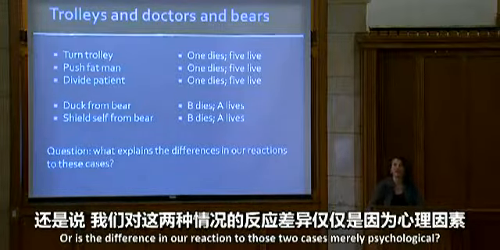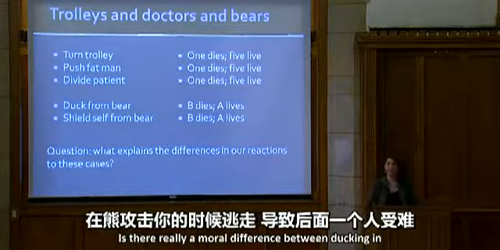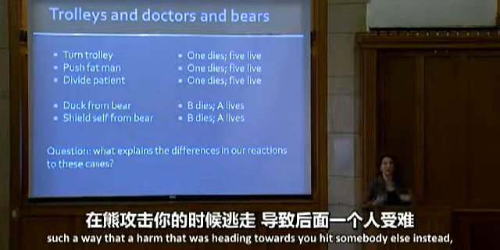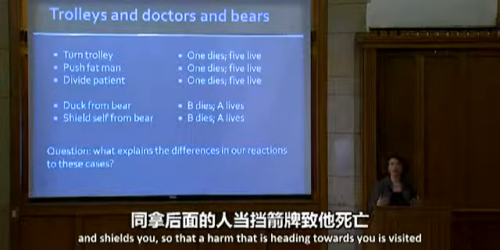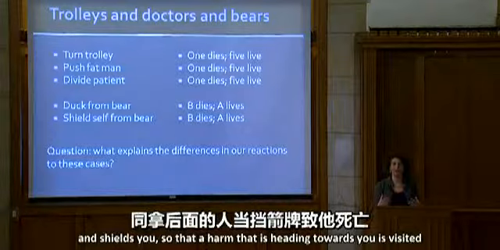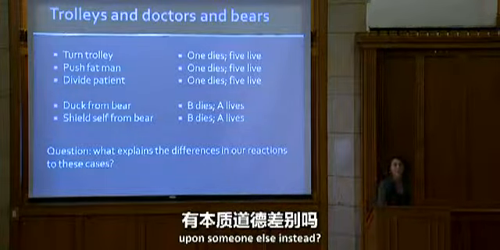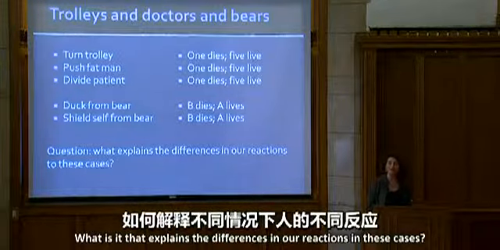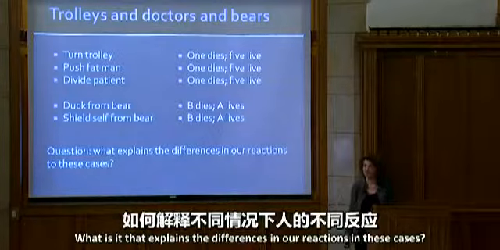Or is the difference in our reaction to those 2 cases merely psychological? Is there really a moral difference between ducking in such a way that a harm that was heading towards you hits somebody else instead, and shielding so that a harm that is heading towards you is visited upon someone else instead? What is it that explains the differences in our reactions in these cases?